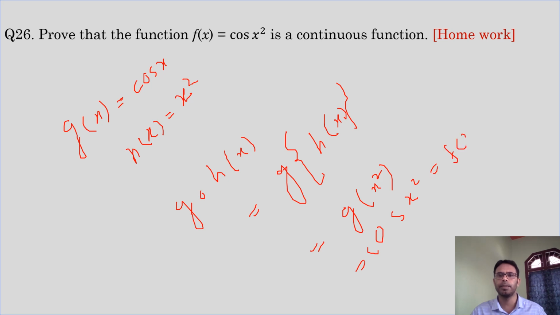Now you should prove this function f(x) is continuous, and for that you prove g(x) is continuous and h(x) is continuous. Okay, so I am erasing this.